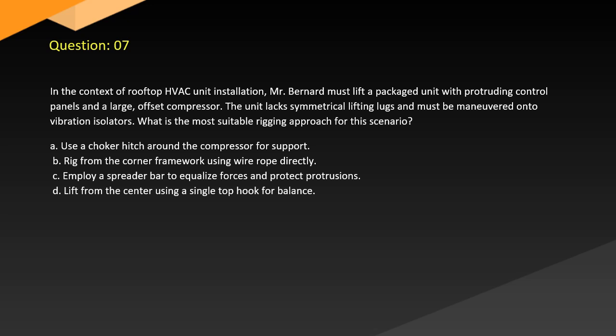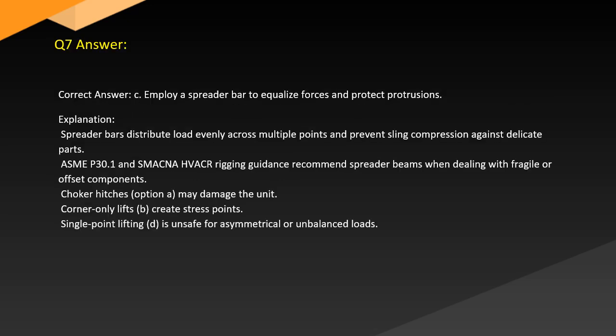A. Use a choker hitch around the compressor for support. B. Rig from the corner framework using wire rope directly. C. Employ a spreader bar to equalize forces and protect protrusions. D. Lift from the center using a single top hook for balance. Answer. Correct answer. C. Employ a spreader bar to equalize forces and protect protrusions.